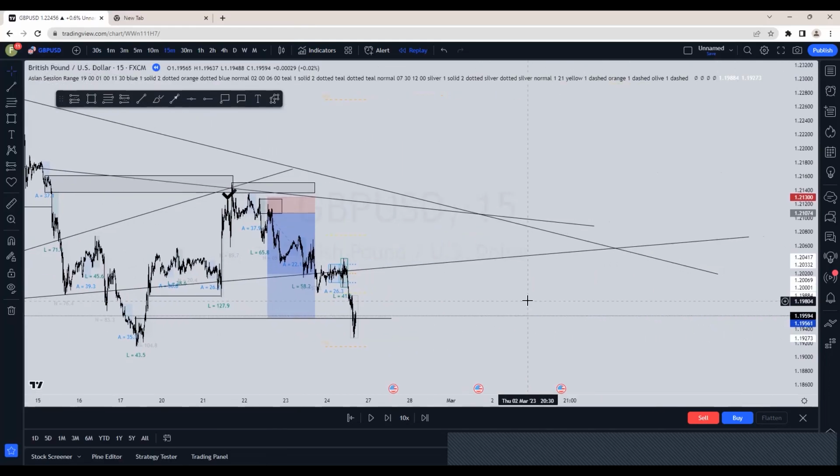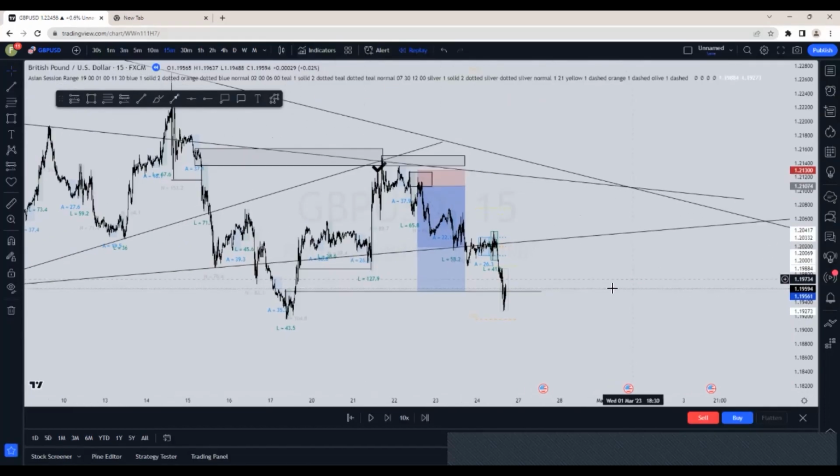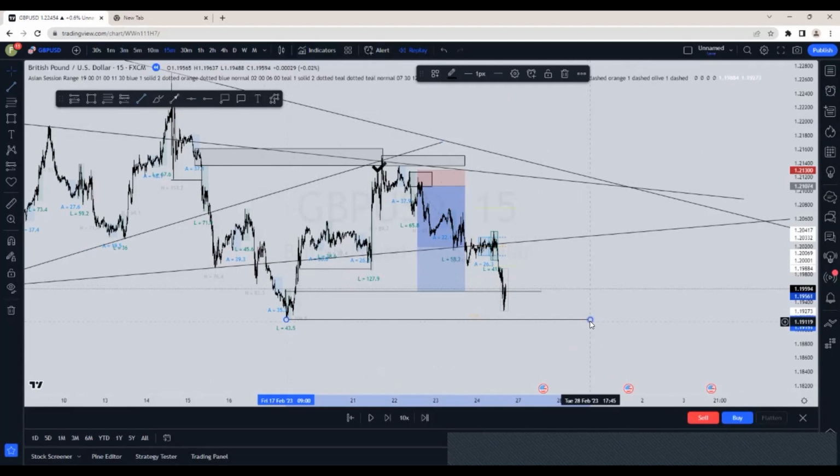Okay, so all these trend lines, they can actually still have effect in the future, right? So just take note of it. Now, price around here, I'm expecting price to actually take out this low, but at the same time, it is a demand. So price could actually choose to buy from there.